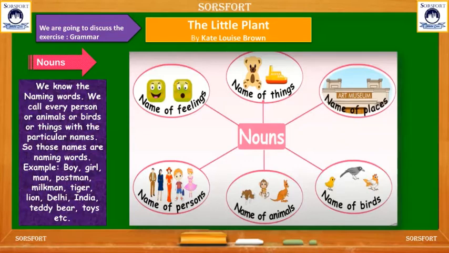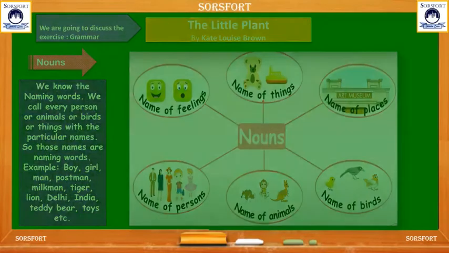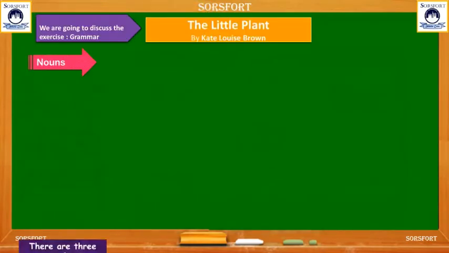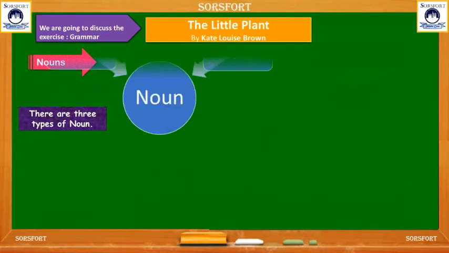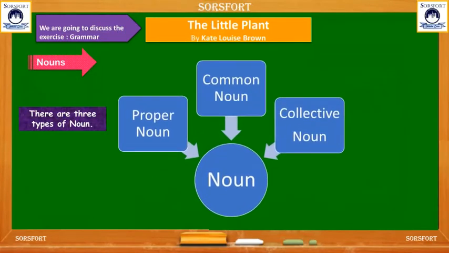Names of persons like father, mother, sister, teacher, postman, milkman, etc. These are persons' names. These are nouns. Names of animals like cat, rat, bat, tiger, elephant, horse. These are also names of animals. These are nouns. Names of birds: similarly, parrot, crow, chicken, sparrow. Those are also names of birds. So these are also nouns. There are three types of noun: proper noun, common noun, and collective noun.